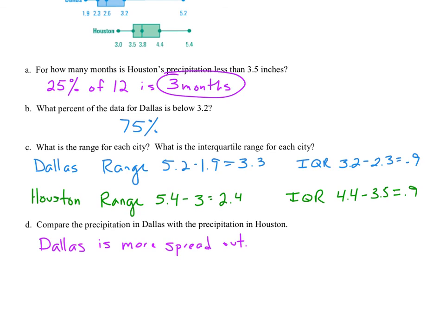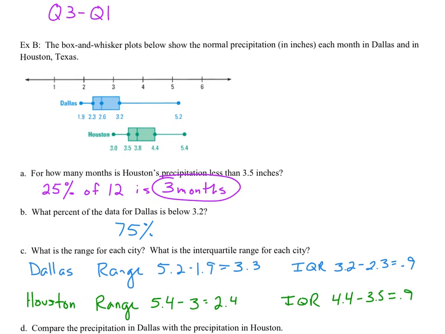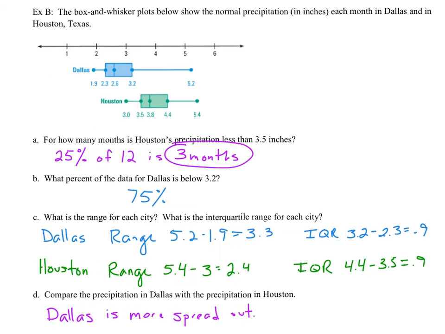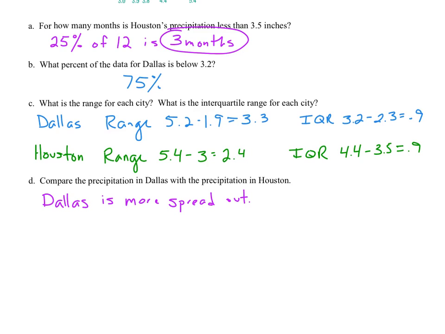You could say though, even though Dallas is more spread out, really who gets more rain? Well, Houston does, right? Because look at how its minimum is 3 inches each month and its maximum is 5.4. So all of its data is more than the 50%, almost the 75% of what Dallas gets, right? So I could say Houston gets more rain though.